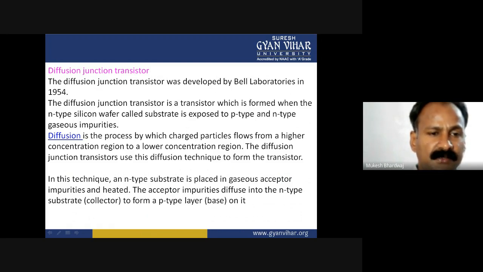Diffusion is the process by which charged particles flow from a higher concentration region to a lower concentration region. The diffusion junction transistor uses this diffusion technique to form the transistor. In this technique, an N-type substrate is placed in gaseous acceptor impurities and heated. The acceptor impurities diffuse into the N-type substrate collector to form a P-type layer base on it.